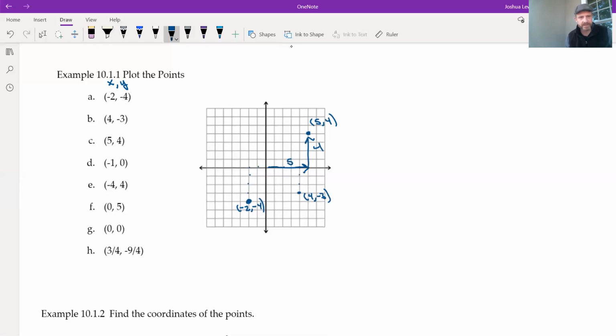How about (-1, 0)? So I'm going to get rid of these just to clean up. (-1, 0). Well, -1 is right there, and then 0. So we stay on the x-axis, right? (-1, 0). What's the next point? (-4, 4). 1, 2, 3, 4, and then up 4. 1, 2, 3, 4.